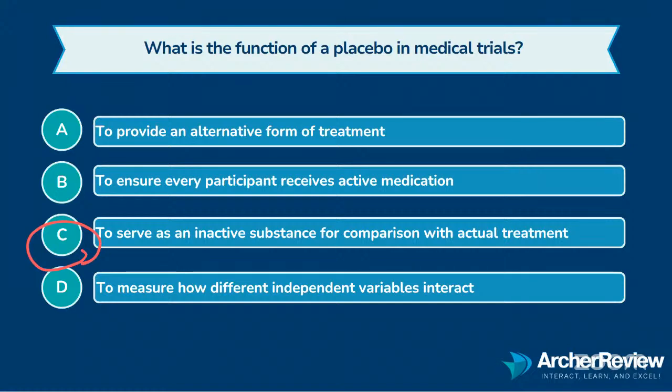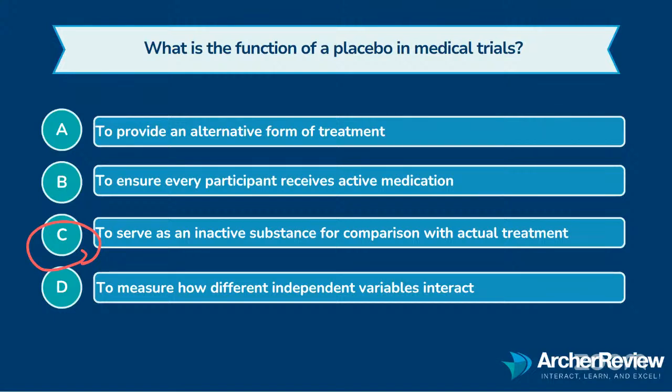So very well done. So A, to provide an alternate form of treatment. No, if we provide an alternate form of treatment, then we have no baseline to compare the medication we're trying to learn about to. B, to ensure every participant receives active medication. No, unfortunately, when people sign up for clinical trials, they know that they may not actually get the active medication. It's an unfortunate situation, but a very needed one to assess the effectiveness of that medication.